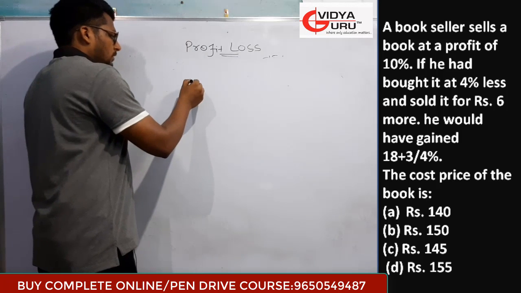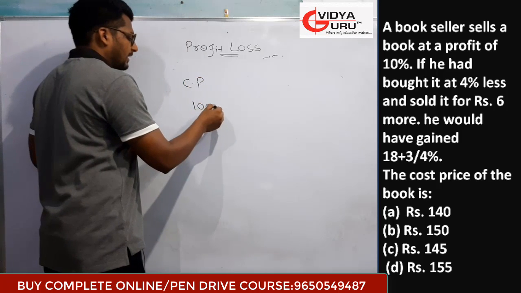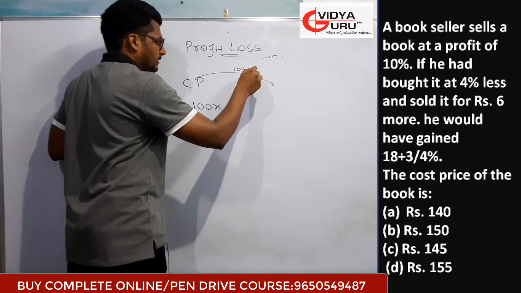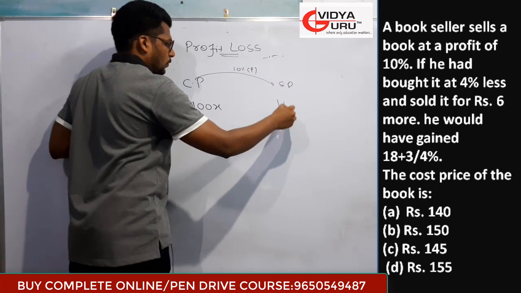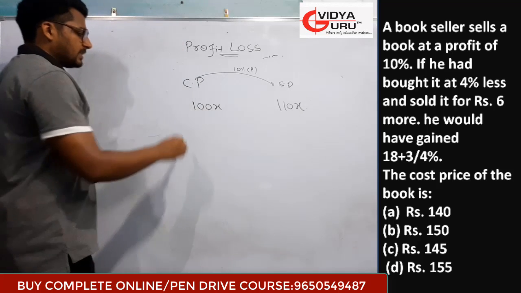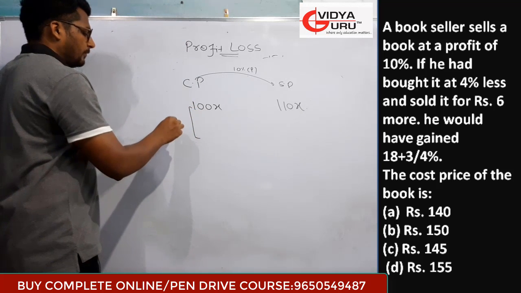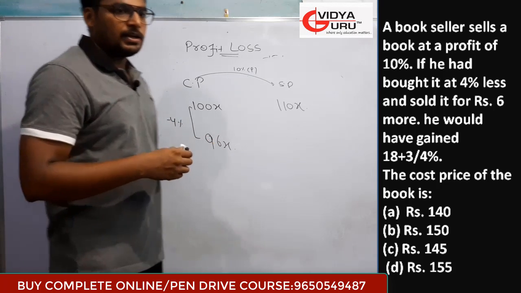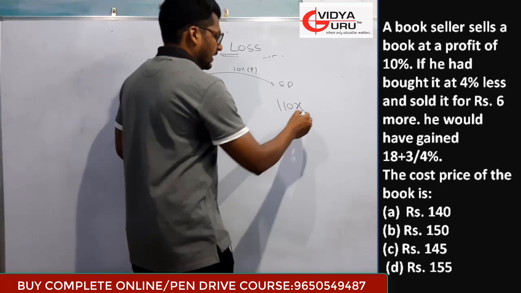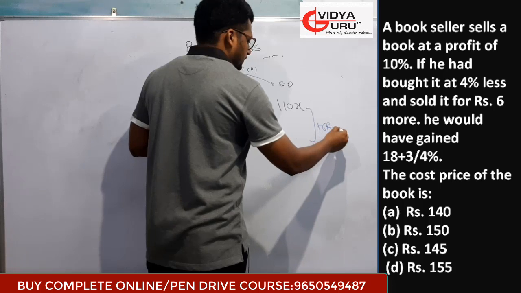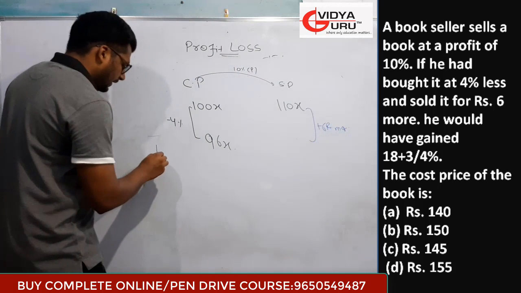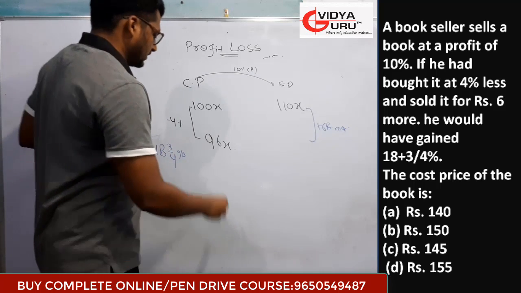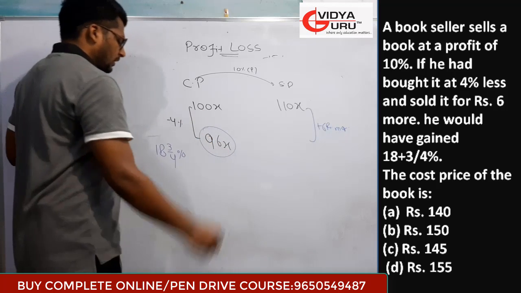So let CP be 100x. It is sold at 10% profit. What will be the SP? 110x. The question is saying if CP is reduced by 4%, what is the new CP? 96x. And SP is increased by 6 rupees more. Then the profit would be 18 whole 3 by 4%, and the new profit will be calculated on the new CP.